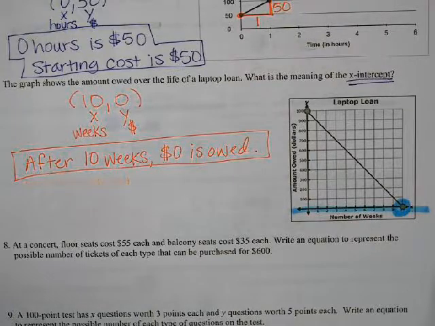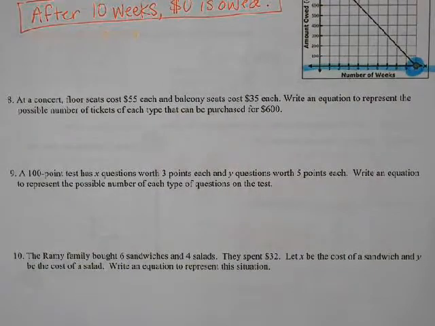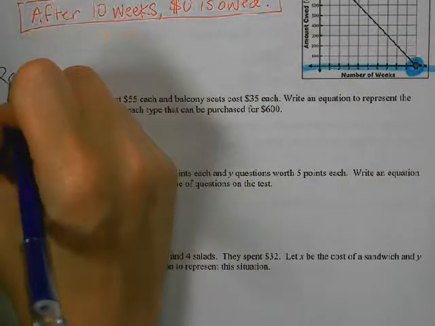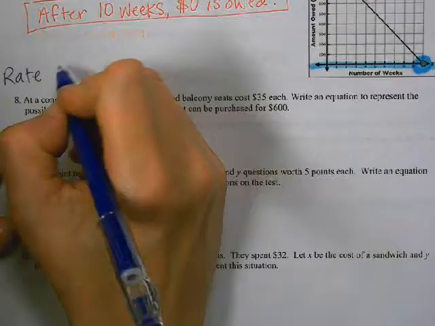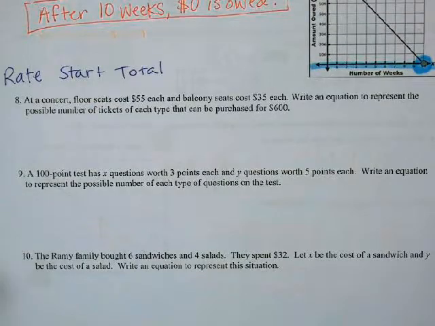Alright, 8, 9, and 10 are writing equations from words, okay? And these are fun. I like these. I really do, especially this kind of word, writing equations, okay? So remember, if we're looking for words, we're looking for a rate, start, or total. That's what we're looking for, one of those three things.